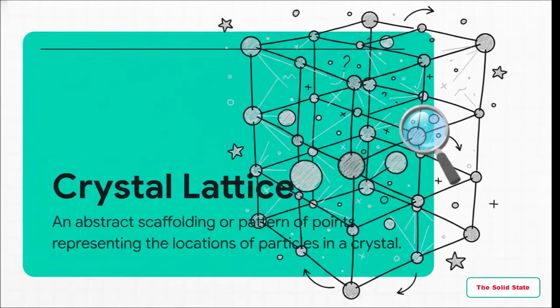Now, a crystal lattice isn't the atoms themselves. This is the key thing to get. It's more like an invisible, abstract scaffolding. It's just a pattern of points, repeating over and over again in 3 dimensions, that shows you where the atoms or molecules are going to be placed. That abstract scaffolding analogy is perfect. It's the invisible grid that the entire crystal structure is built on.